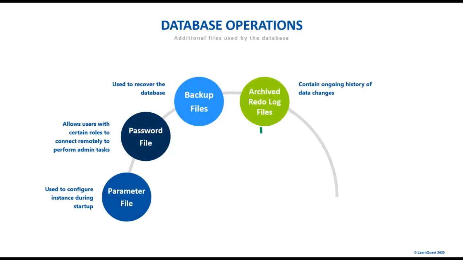There's also the archived redo log files. These are the ones that contain an ongoing history of changes made to the database. Parameter, password, backup, and now the archive redo log file.